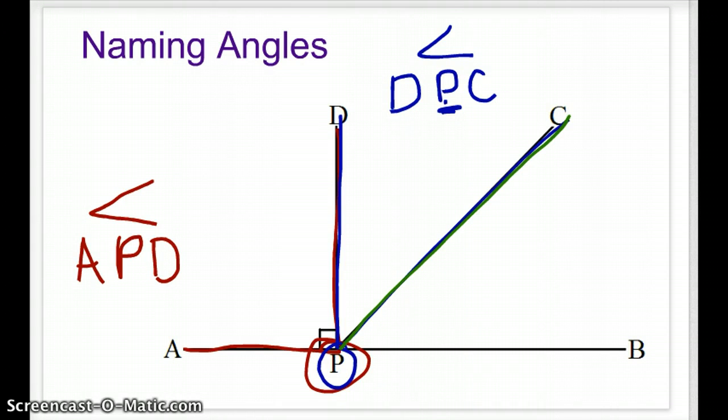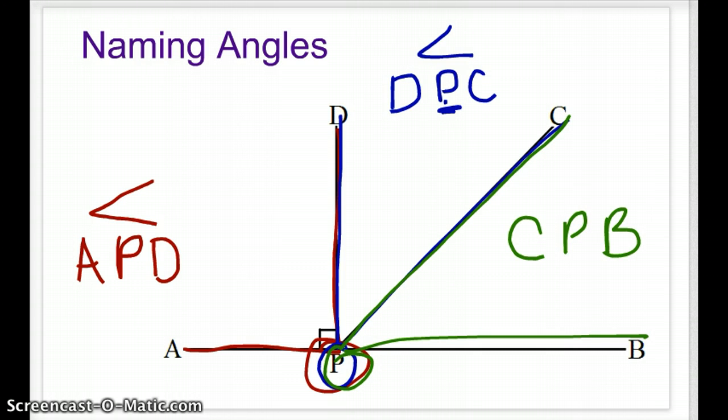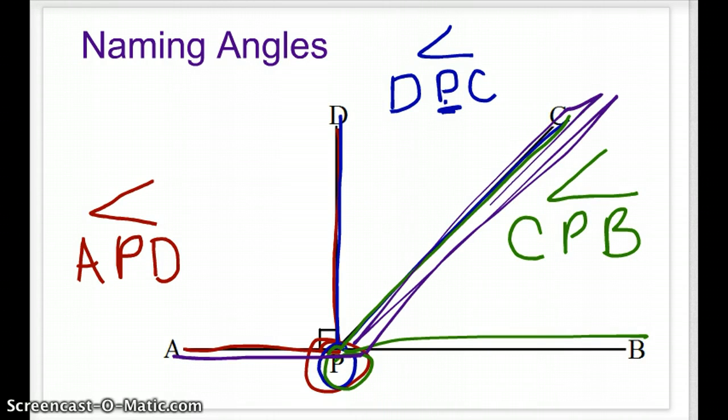Now, let's take a look at this angle. I have P again as my vertex. I would have angle C, P, B, with P being my vertex and it's in the middle. Now, let's look at this angle right here. Again, P is my vertex, so I would name that angle A, P, C.